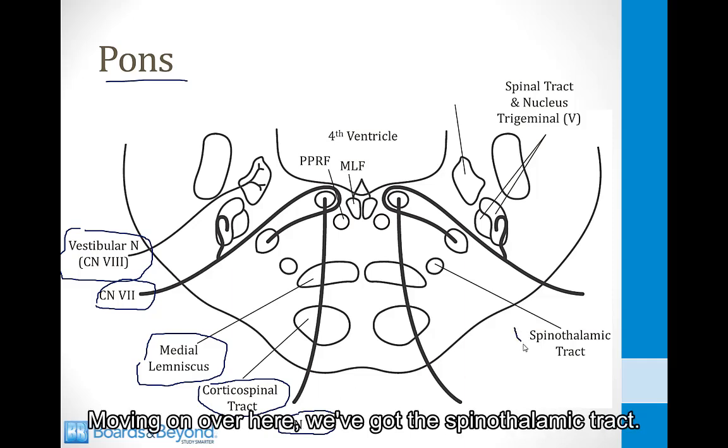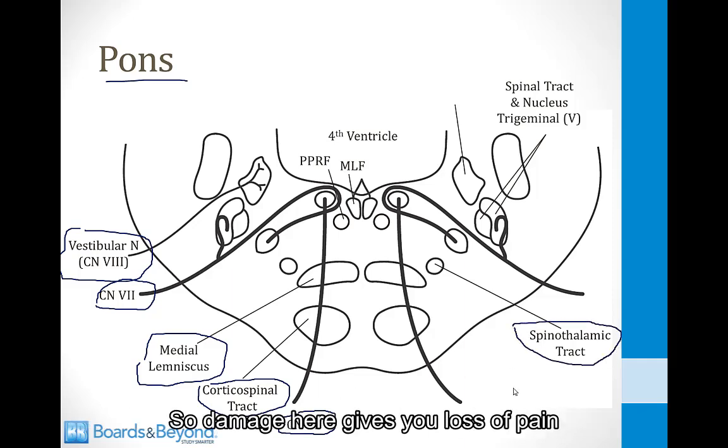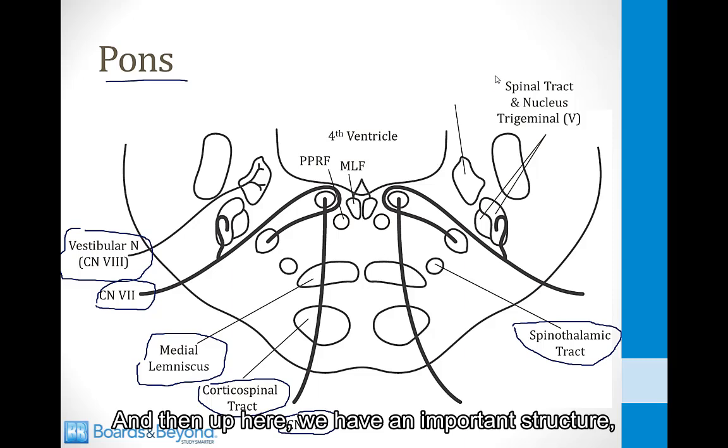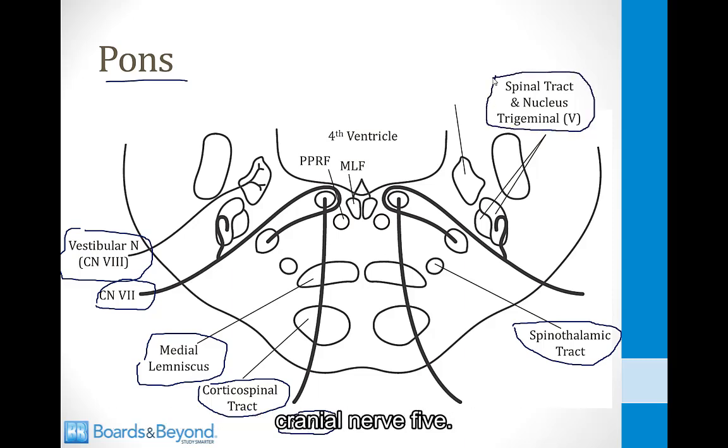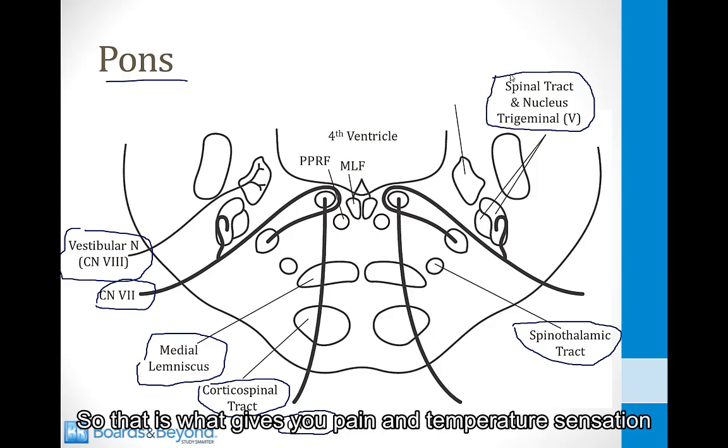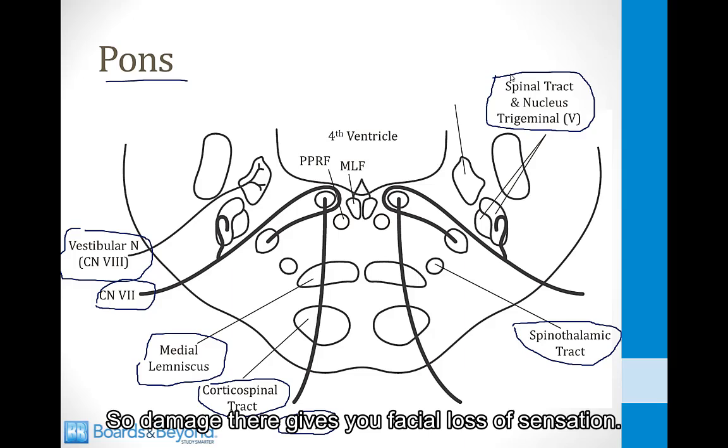Moving on over here, we've got the spinothalamic tract, so damage here gives you loss of pain and temperature sensation. And then up here we have an important structure, the spinal tract and nucleus of the trigeminal nerve, cranial nerve 5. So that is what gives you pain and temperature sensation in your face. So damage there gives you facial loss of sensation.